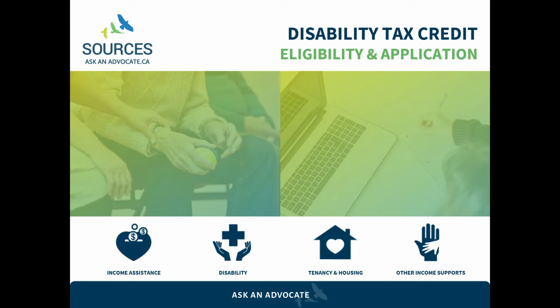The Disability Tax Credit application form is available through Canada's federal website and is run by the Canada Revenue Agency, which we will refer to throughout the webinar simply as the CRA. For more information on the Disability Tax Credit, visit the links provided in the description below.